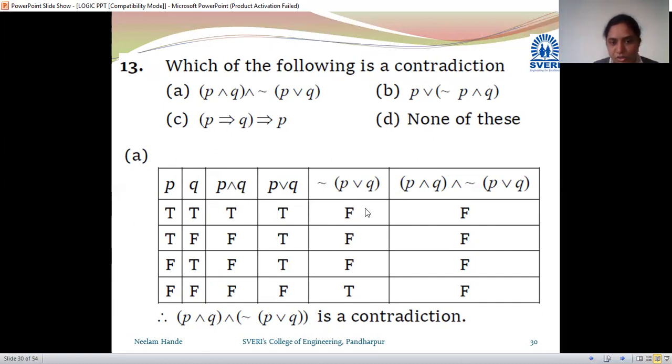Okay, so here it is true, false, and table false. False, false is also false. False, true is also false. So here we get all false statements, which means it is a contradiction, right? If it is all true, tautology. If it is all false, contradiction. If it is a combination, neither a tautology nor a contradiction.